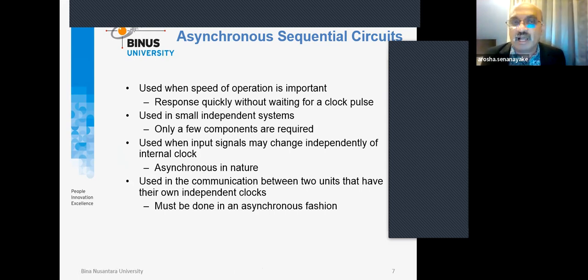Just a while ago, I was telling you that the output is entirely dependent on changes of the input variables, and does not depend on additional things such as a clock, unlike synchronous sequential circuits. So when speed of operation is important, definitely we should be able to use asynchronous circuits. Sometimes we call these real-time systems as well. We can usually use them in small independent systems with few components.